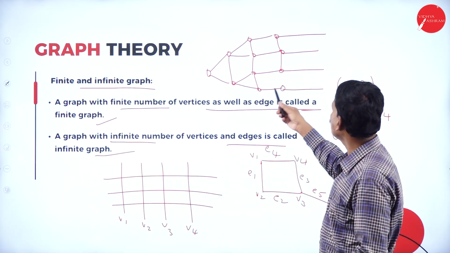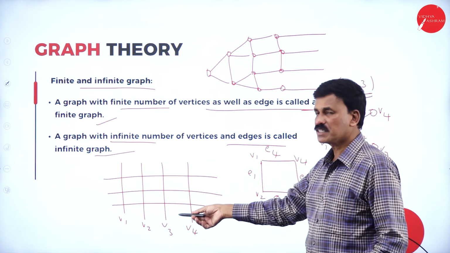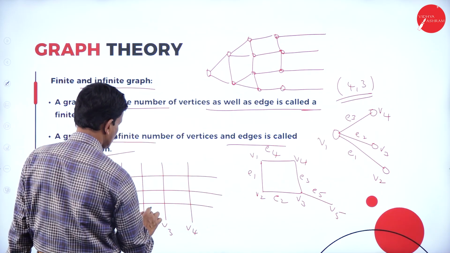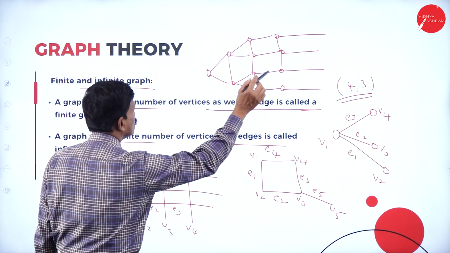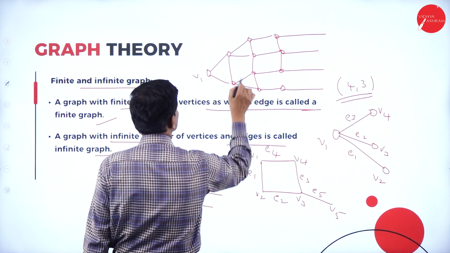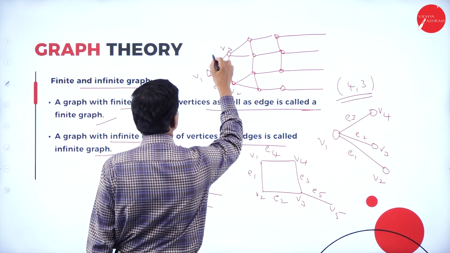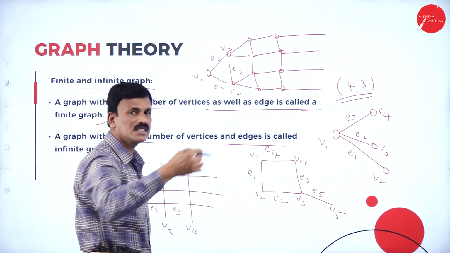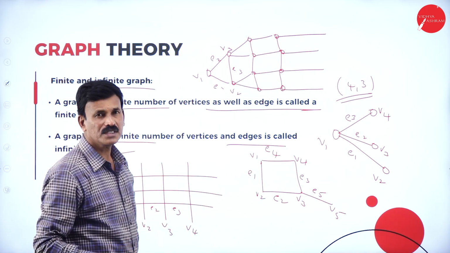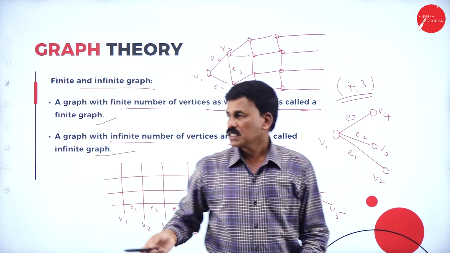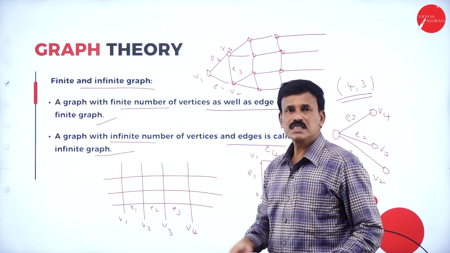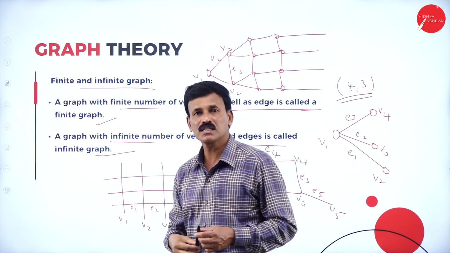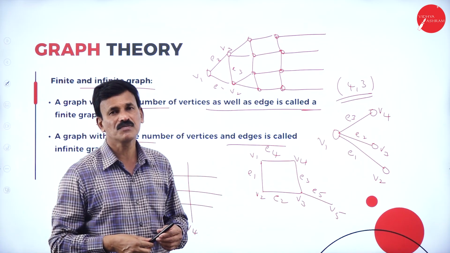Since it contains infinite number of vertices and infinite number of edges. So that is E1, E2, E3, etc. Here also V1, V2, V3, E1, E2, E3, etc. Infinite number of vertices and edges. Then this is an example for an infinite graph. So in general, a graph which contains finite number of vertices and edges is called a finite graph, whereas a graph which contains infinite number of vertices and edges is called an infinite graph.